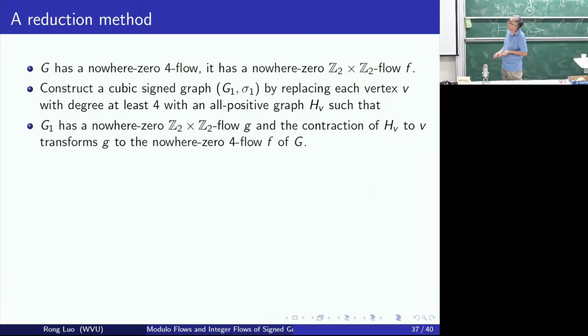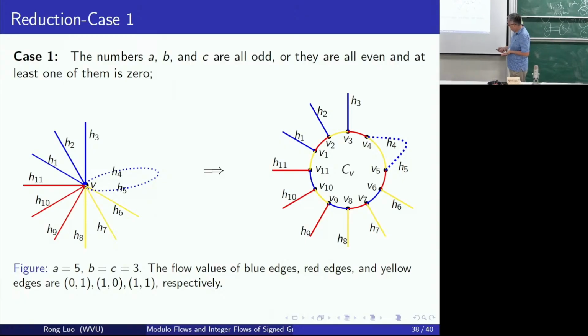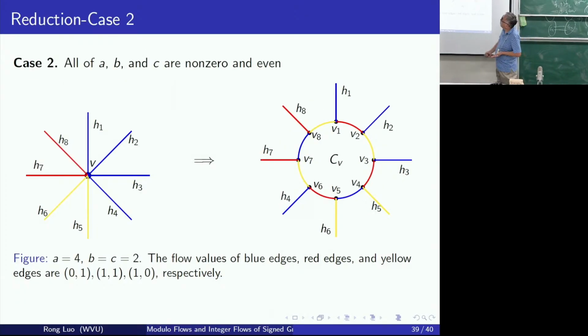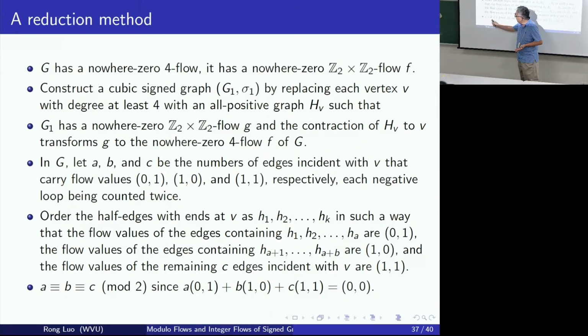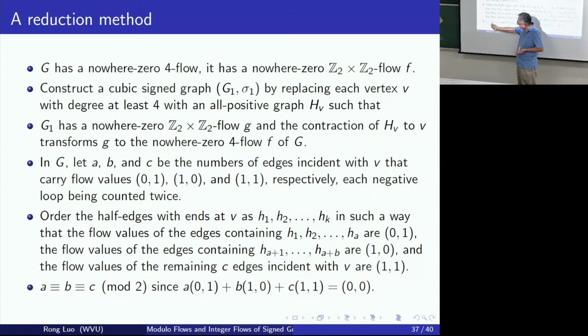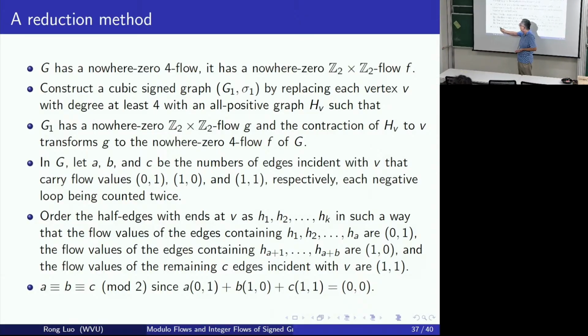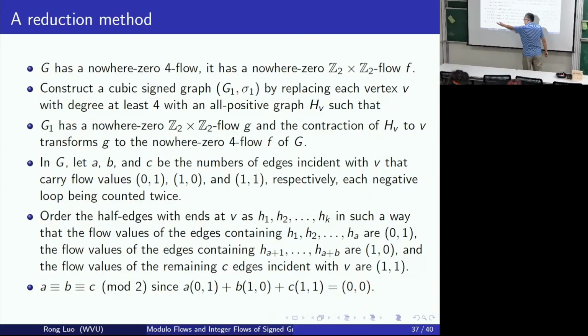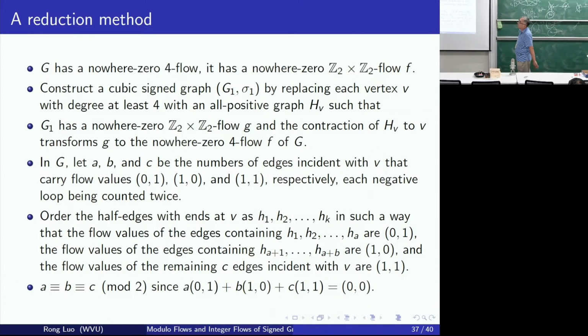Okay, so let's see. I'm going to use this. And one thing we can show: let A be the number of edges with flow value (1,0), B the number of edges with flow value (0,1), and C the number of edges with (1,1). We can prove that they have the same parity. Either all three of them are odd or all three of them are even, okay? Because it's a flow, so the sum should be 0.